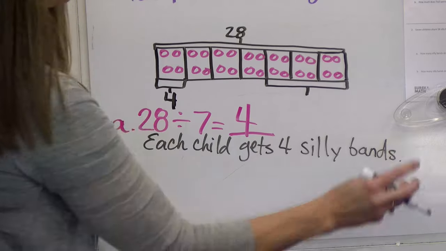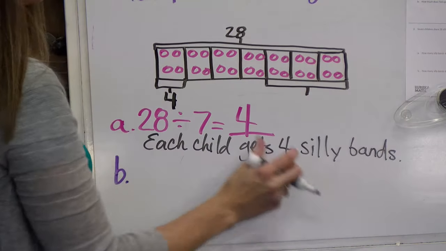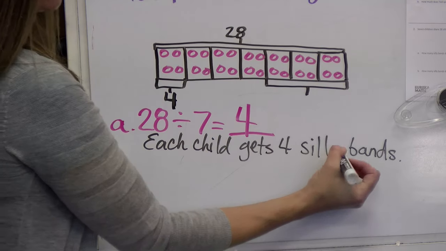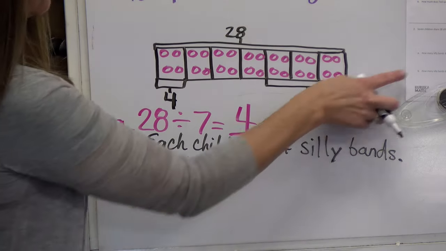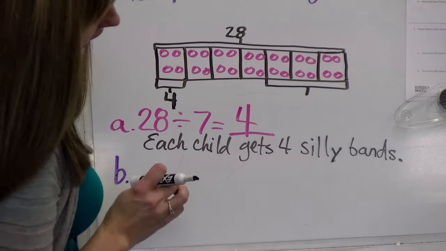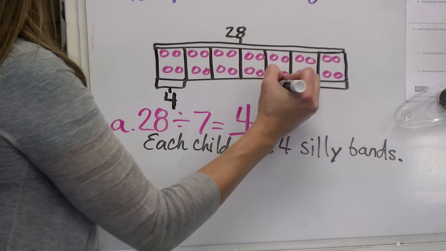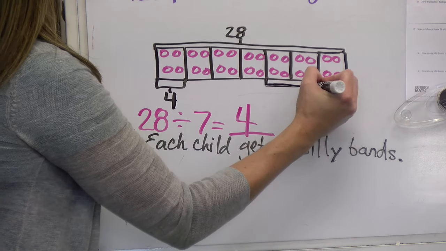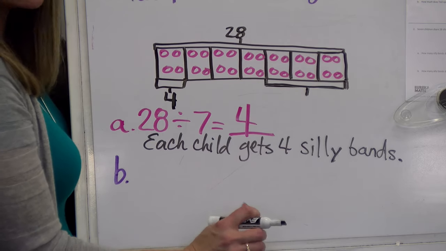I'm going to proofread. I'm going to check my question. Silly bands is 2 words. I wanted to make sure that silly bands wasn't a compound word. And I wrote that correctly. I've got my period. Now I'm ready to go to part B. How many silly bands do 3 children get? Some of you were confused by this bracket down here. It's there because we also have to show how many bands 3 kids get.